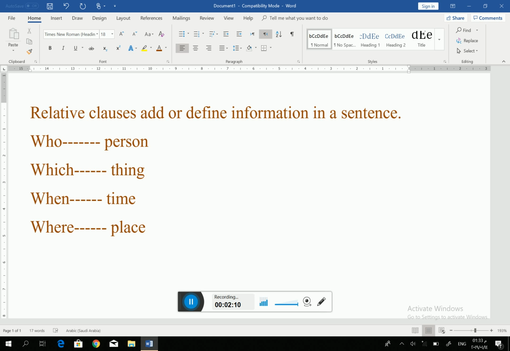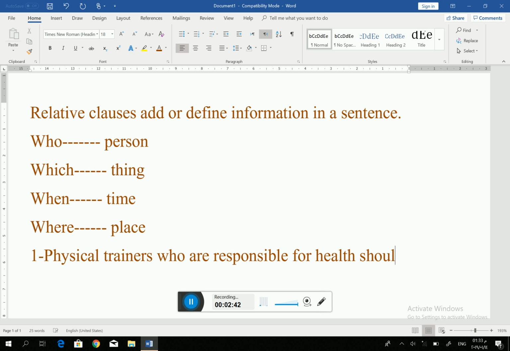Let's start with the first one, who. Let's have an example to show our idea. When I say, physical trainers who are responsible for health should guide people to healthy lifestyle.